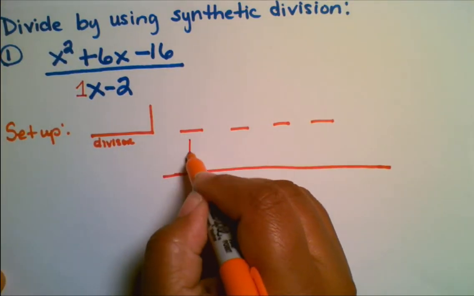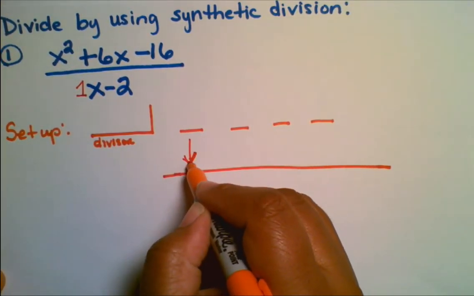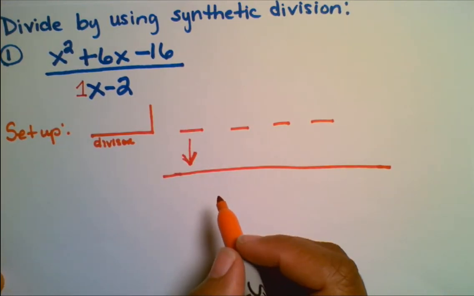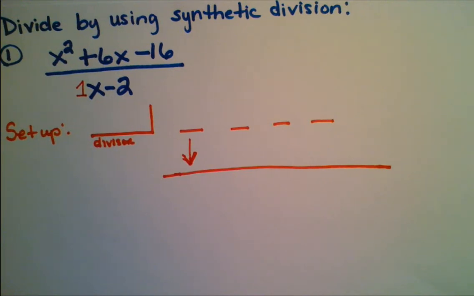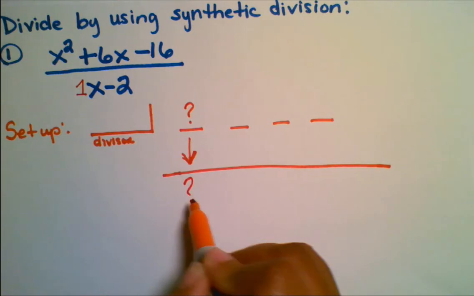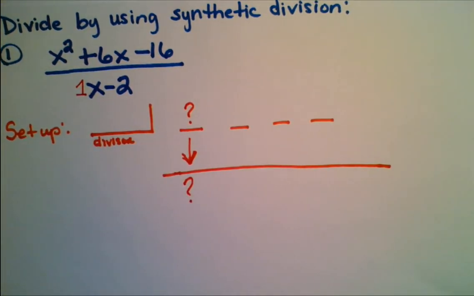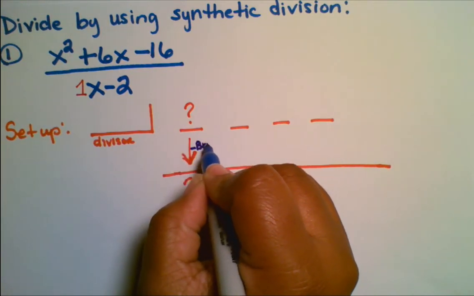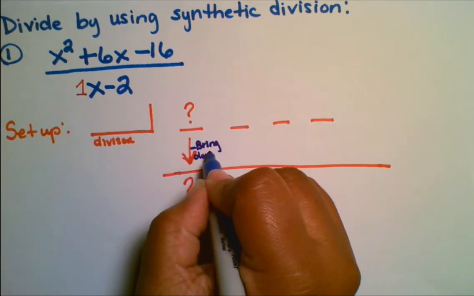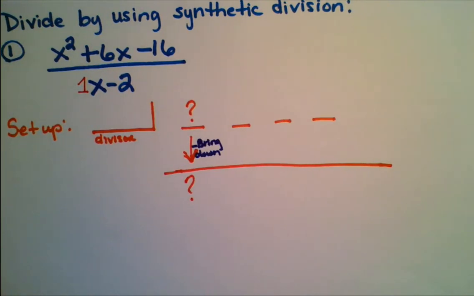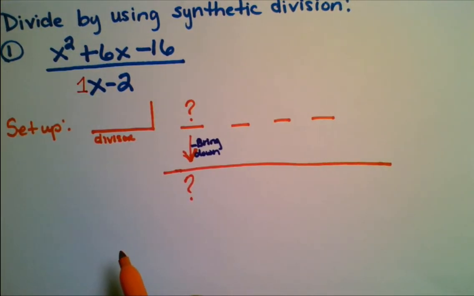And in this first column that you see, whatever this number happens to be, you're going to bring it down. You're going to bring that number down, whatever it happens to be, below the bar, okay, the equals bar. So this is how you would set up a synthetic division. So let's look at this example here.